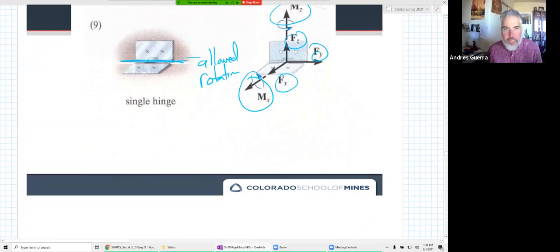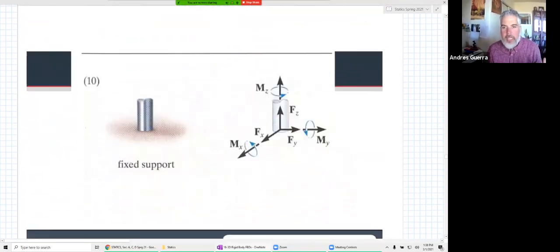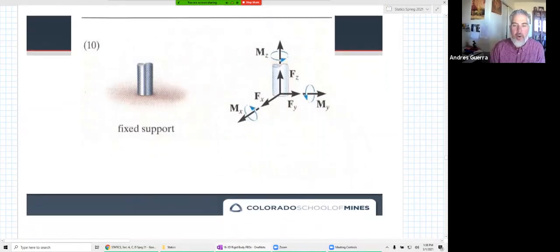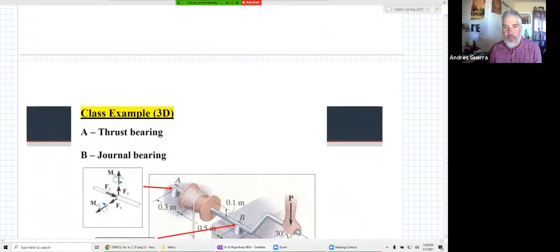Okay, kind of going through this stuff quickly, but again, let's think about this more conceptually and ask ourselves what's allowed to happen, what's not allowed to happen. And so in this one, in a fixed support, just like we had in 2D, this is going to have all the reactions. It's not allowed to rotate on any axis, and it's not allowed to translate in any direction either. And so we see 6 unknowns if we have a fixed support.